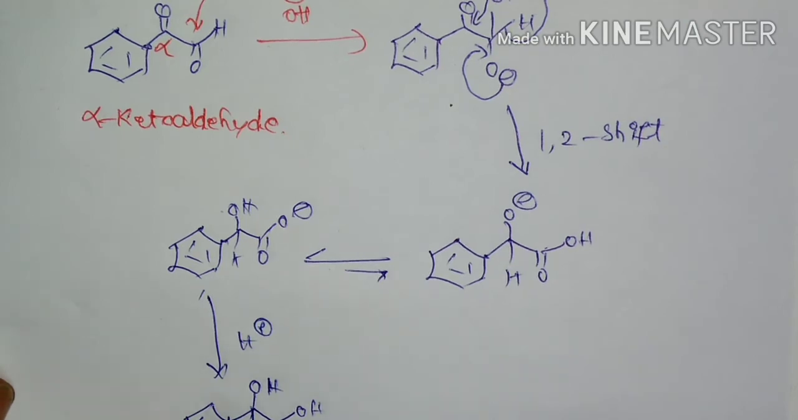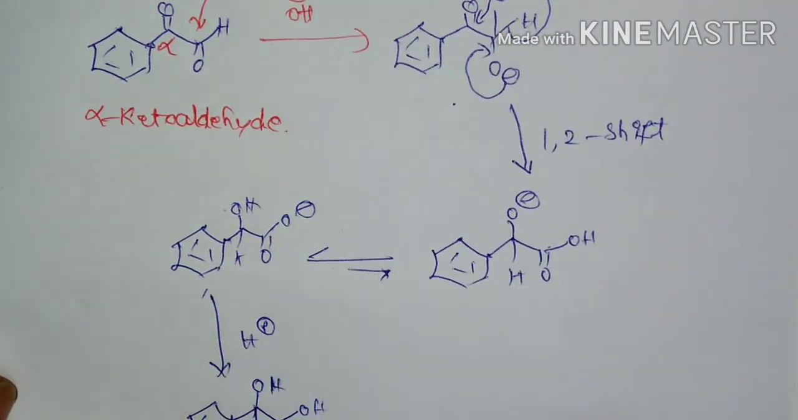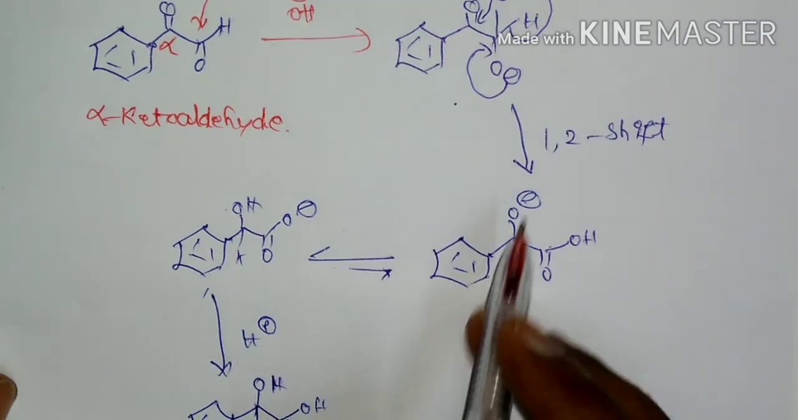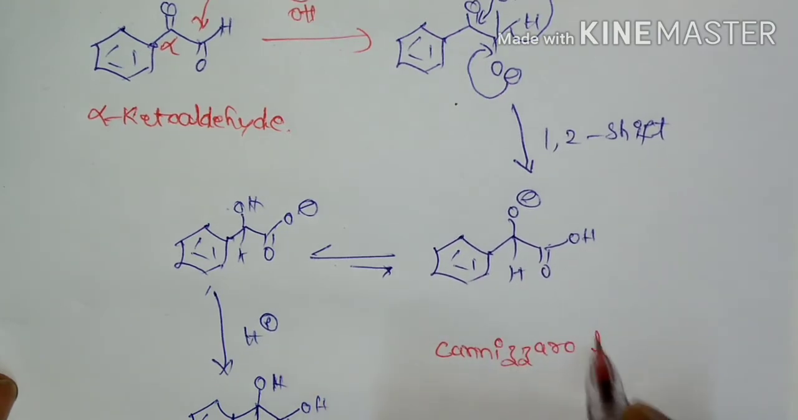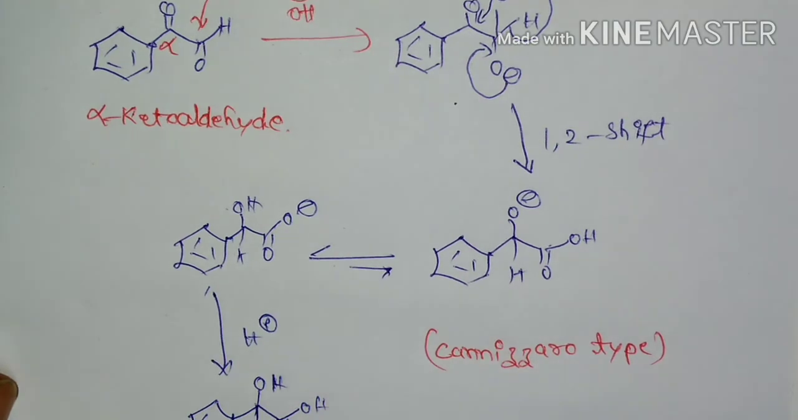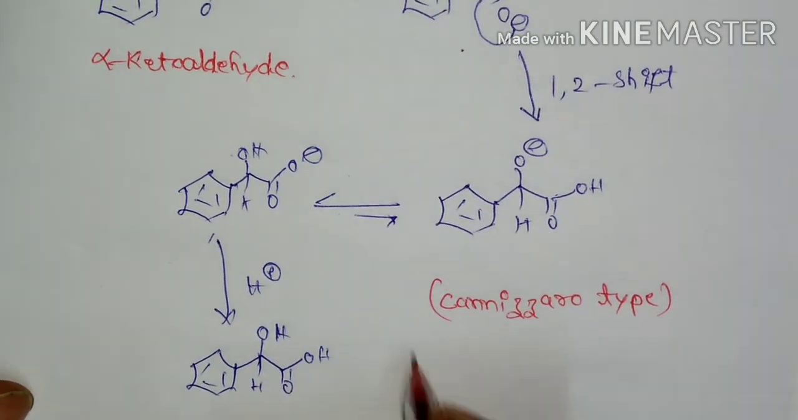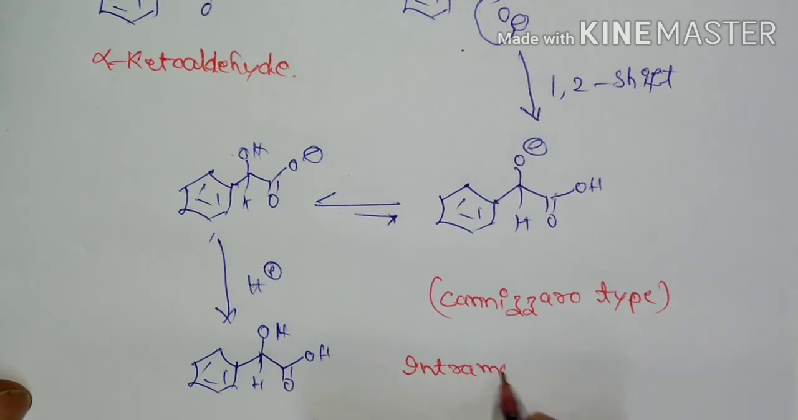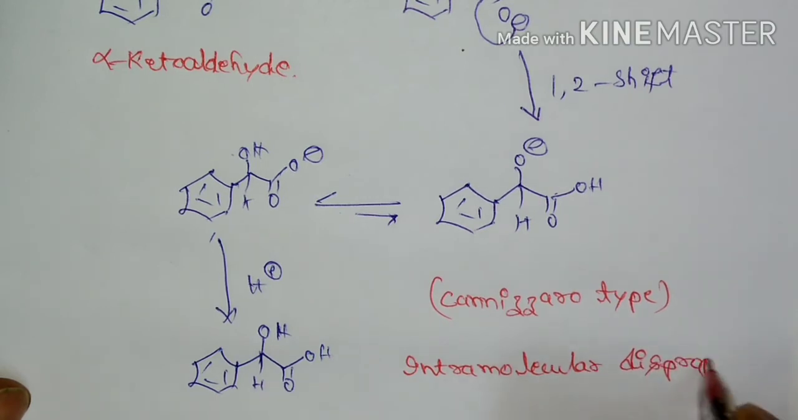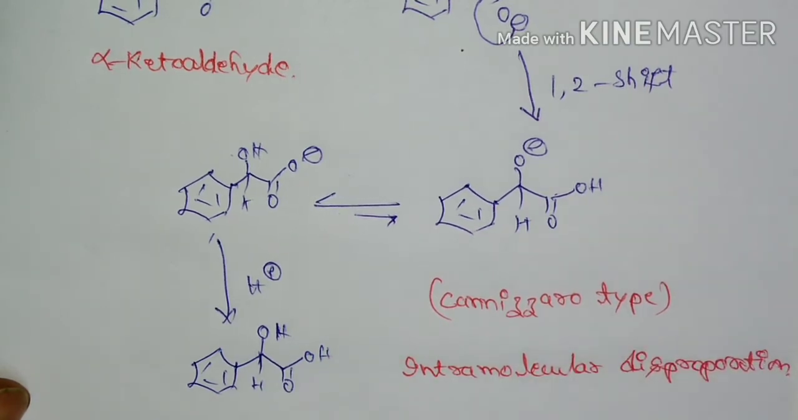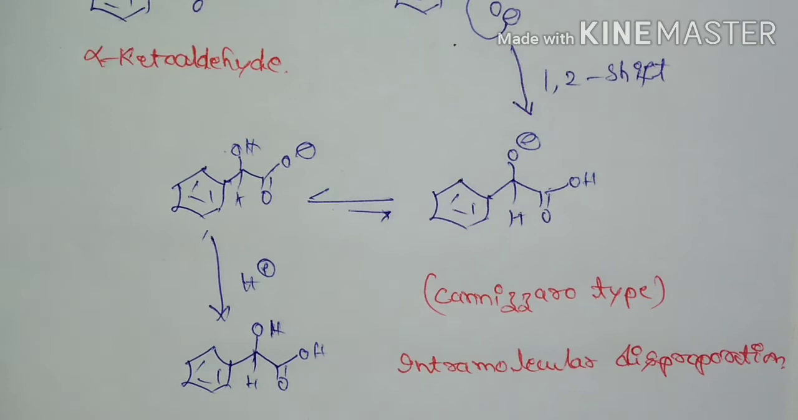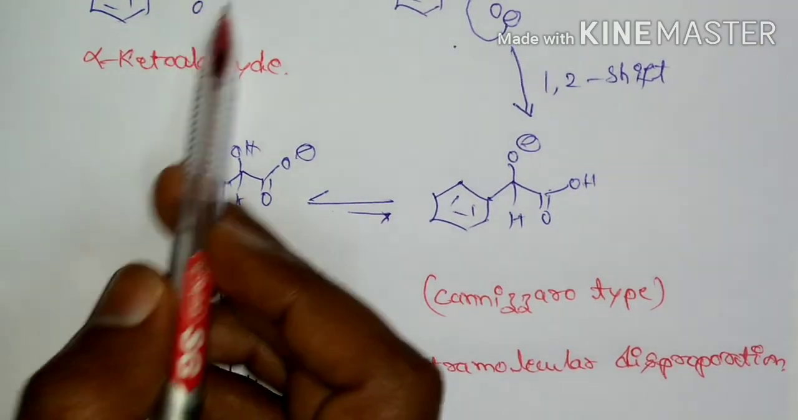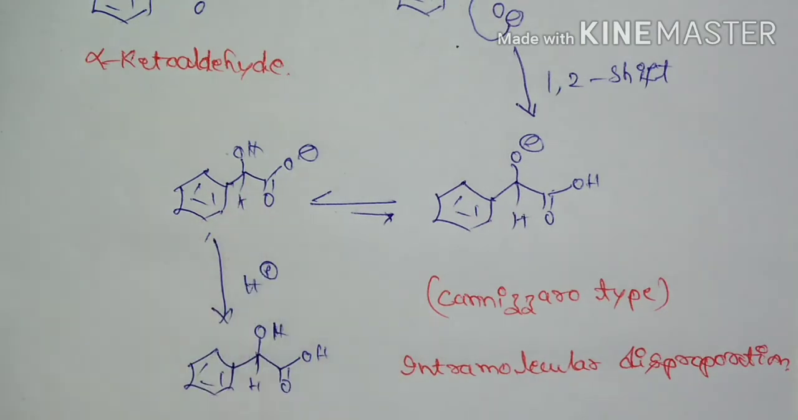So one thing you can see is that here the hydride will be shifted. You can remember it is just like a Cannizzaro type of reaction. So intramolecular disproportionation is going to happen. Here this is the aldehyde and this is the ketone, so this aldehyde gets oxidized and this ketone gets reduced.